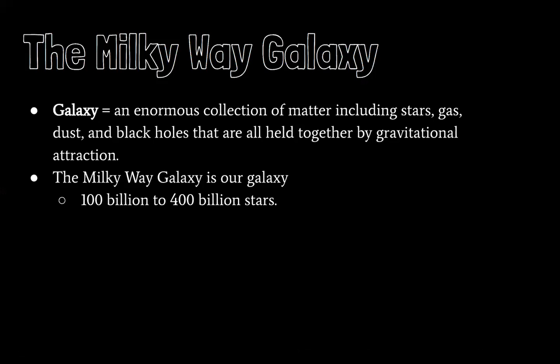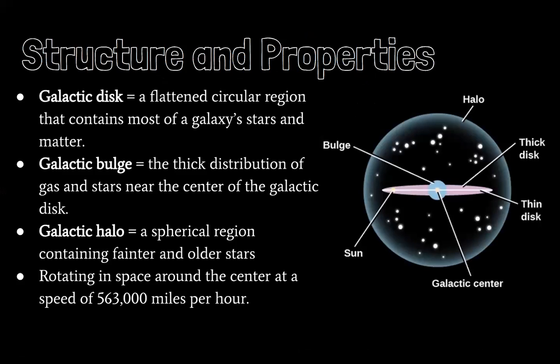A galaxy is an enormous collection of matter, including stars, gas, dust, and black holes that are all held together by gravitational attraction. Our galaxy is called the Milky Way galaxy, which is estimated to contain around 100 billion to 400 billion stars. If we could look at the galaxy from somewhere far in space, it would appear as a spiral pinwheel. This type of galaxy is called a spiral galaxy.